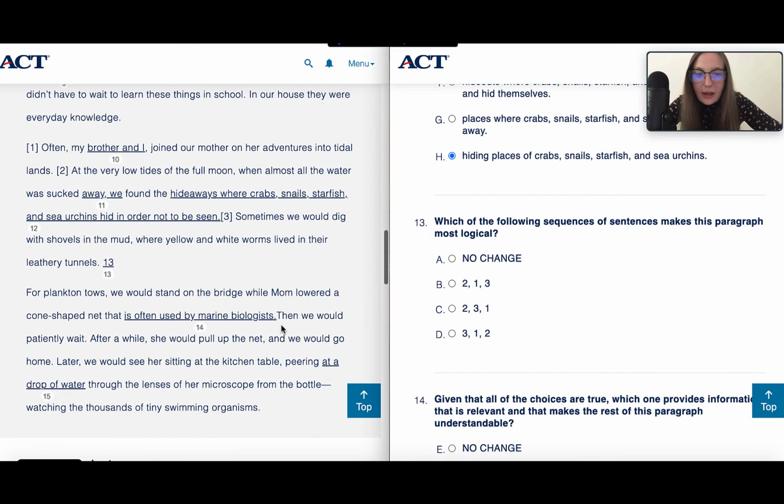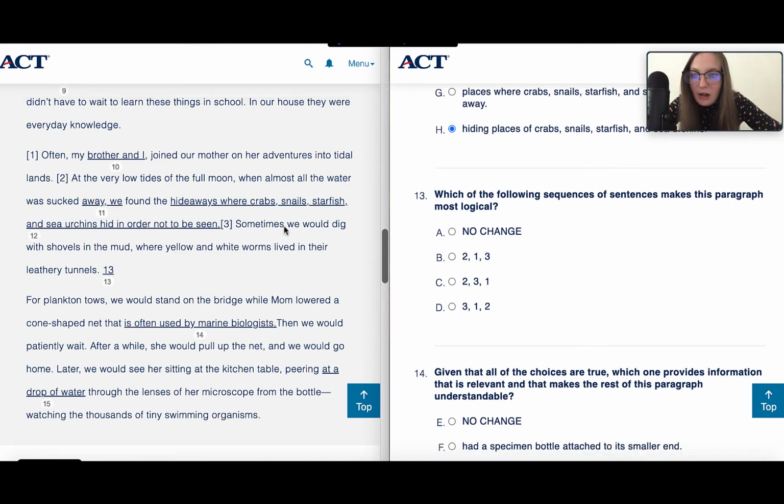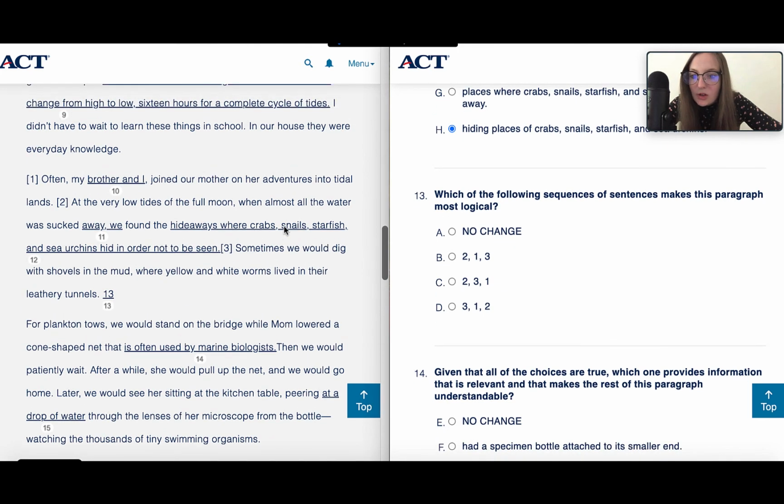Alrighty, and then we're looking at number 13. So we need to rearrange these sentences, or maybe not rearrange them, keep them the same to make this paragraph the most logical. So let's see what's going on. It says, often my brother and I joined our mother on her adventures into tidal lands. Okay, so that definitely should be the first sentence here because that's functioning as basically like the intro into what it is that they're doing.